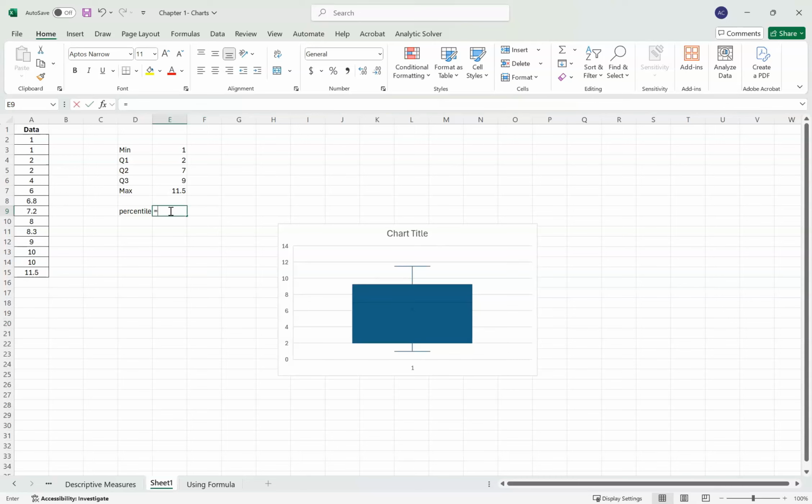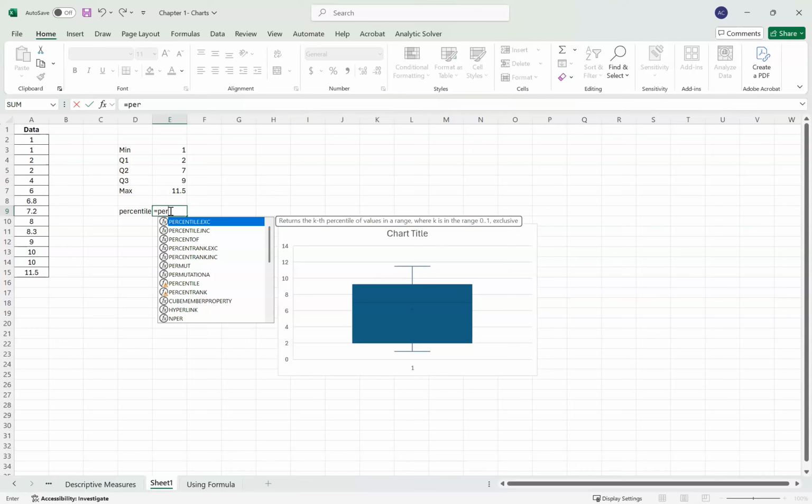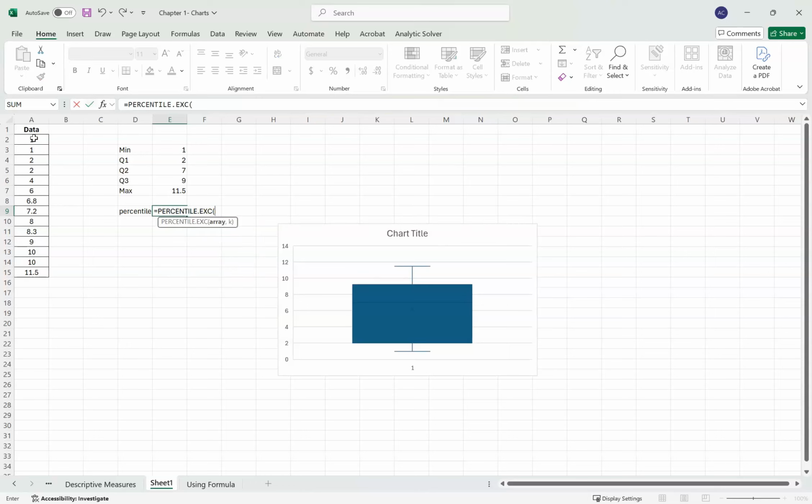Suppose we want the 55th percentile here. To find it, we type equal to percentile, and you can see it will pop up. If you write just per, it will pop up, and you just select the array and comma and 55 percentile, so 0.55, and close the brackets. So you will get the 55th percentile.